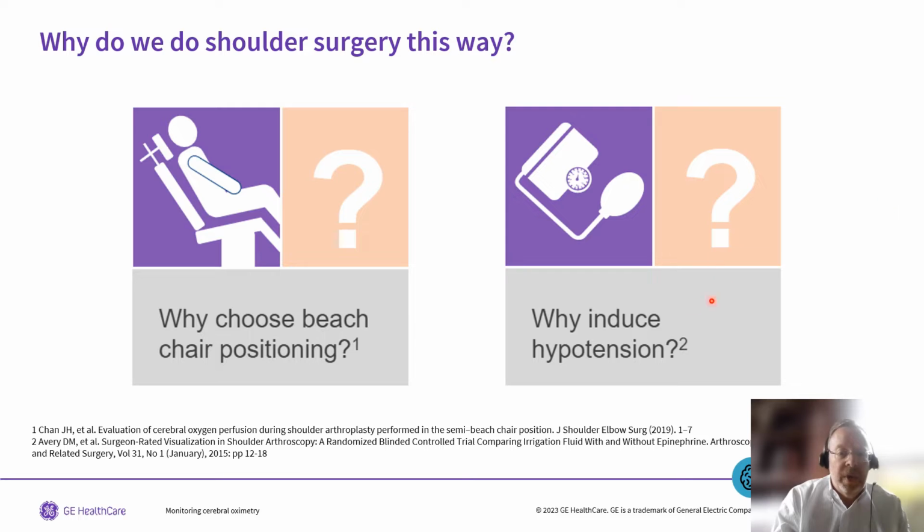So why then do we induce hypotension in these patients? This is very common for surgeons to request relative hypotension to reduce bleeding that can impair visualization of the surgical field. Whether this is arthroscopic or even open surgery, visualization can still be impaired with a high mean arterial pressure.